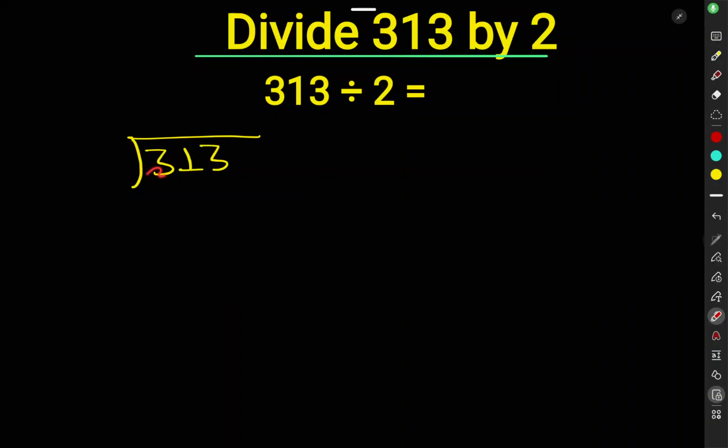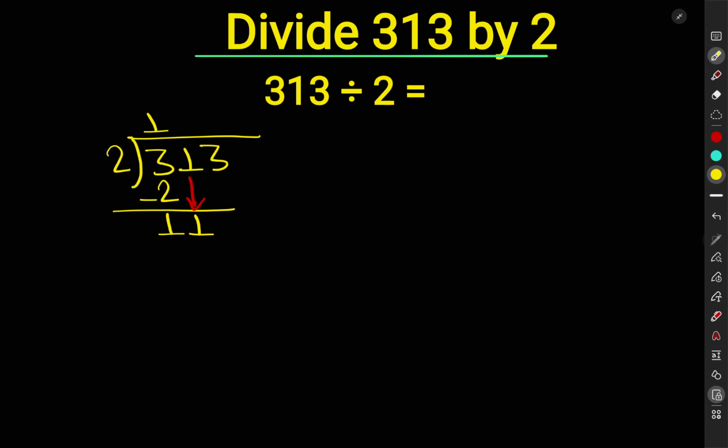We divide 313 by 2 in the long division method. So 2 times 1 means 2. On subtracting we get 1. So now this 1 is less than 2, so we put down the number beside this 1.